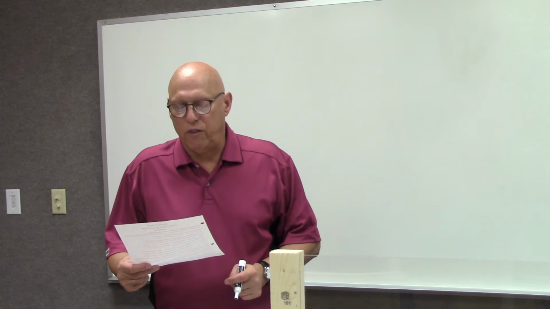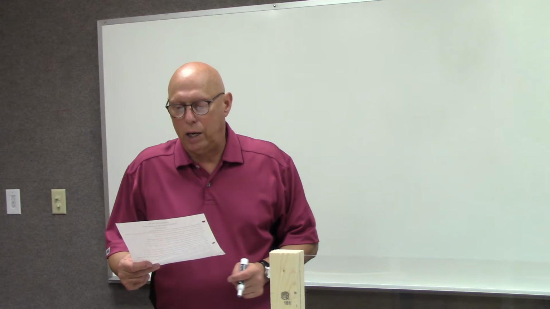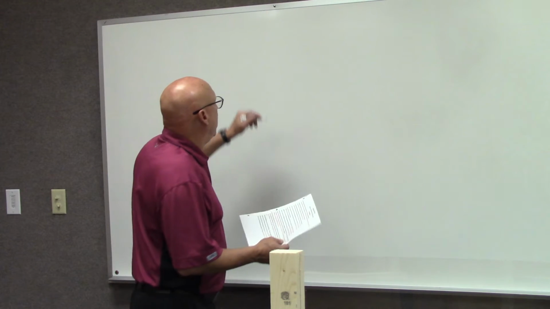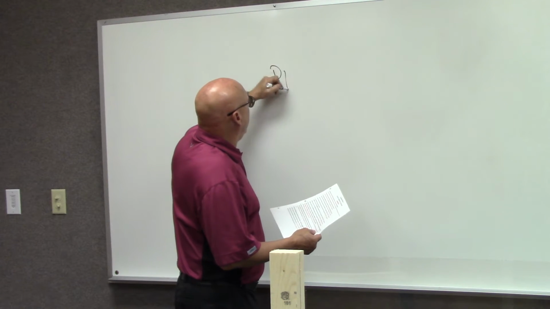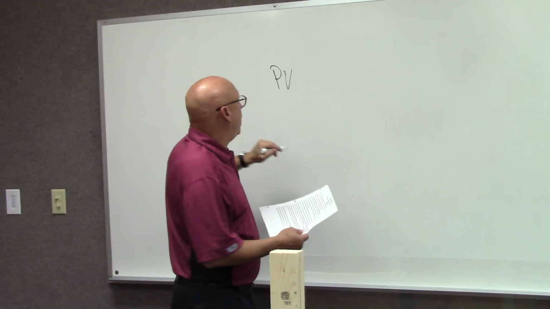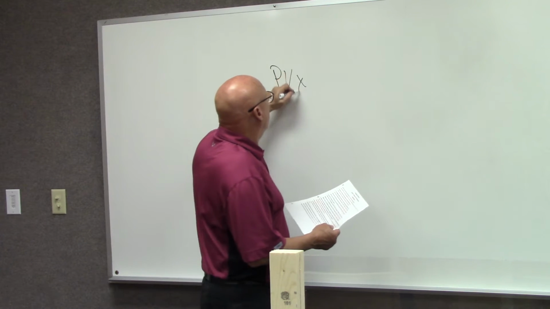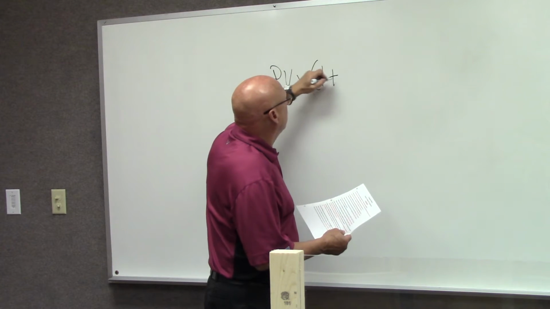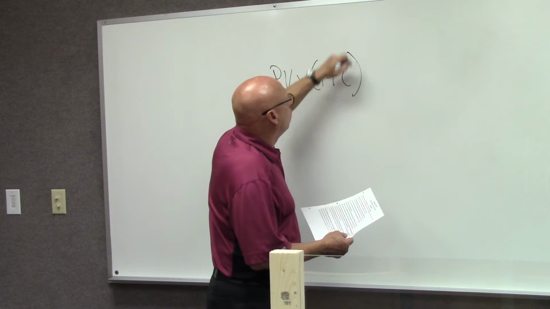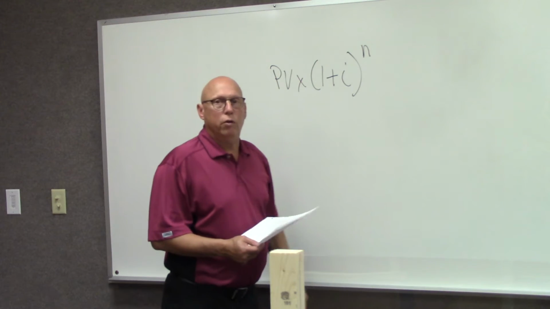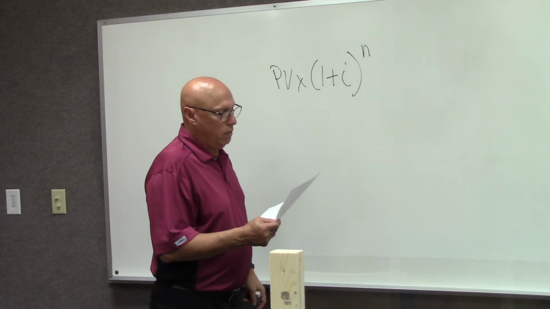Question 3, you deposit $500 into an account. The account pays interest of 7%. How much will the account be worth in 1 year? So the formula for that is, you take the present value, which is today's value, times 1 plus the interest rate raised to the number of periods that the amount will be invested.